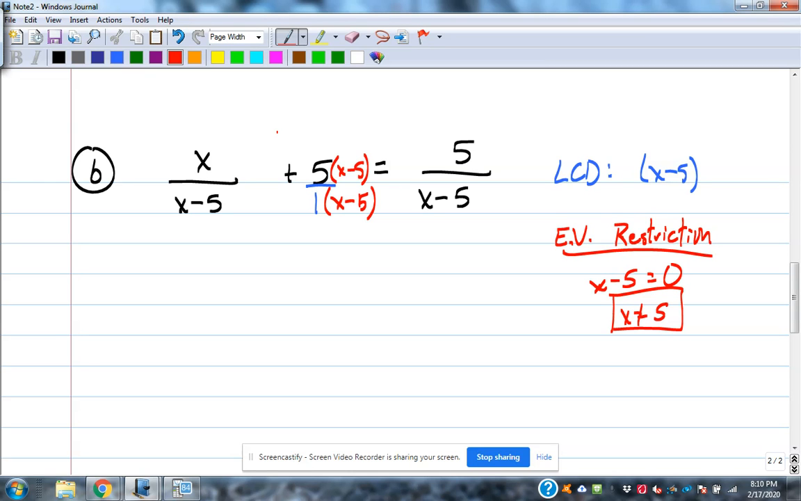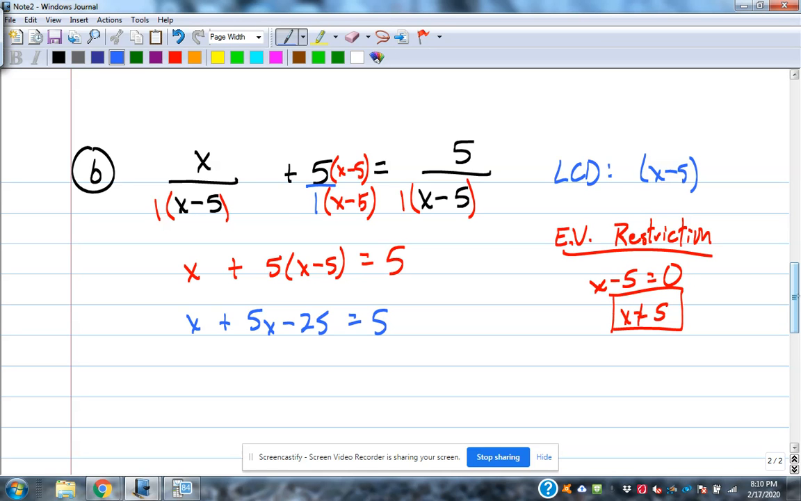Okay, so now once I've got the denominators the same, everybody has x minus 5, technically times 1 is there too, but everybody's the same. So I just look at the numerators. x plus 5 times x minus 5 equals 5. And I write that extra step there. If you want to go ahead and multiply it out, more power to you. Go for it. As I normally would, that'd be 5x minus 25 is equal to 5.